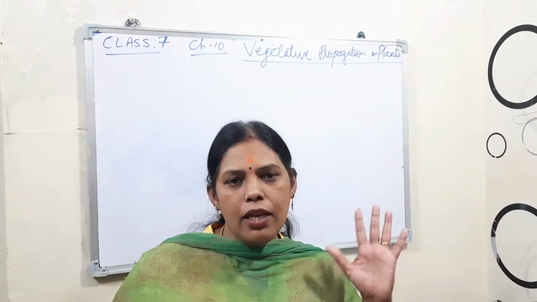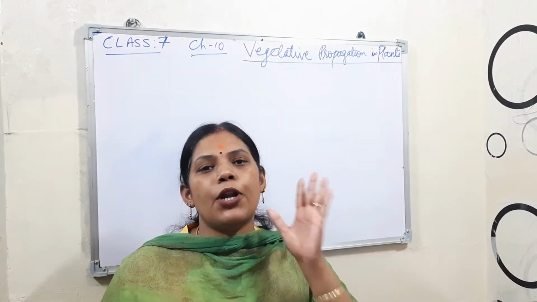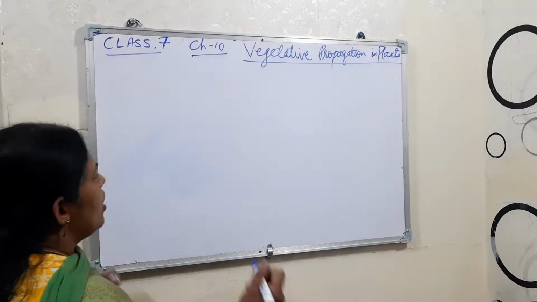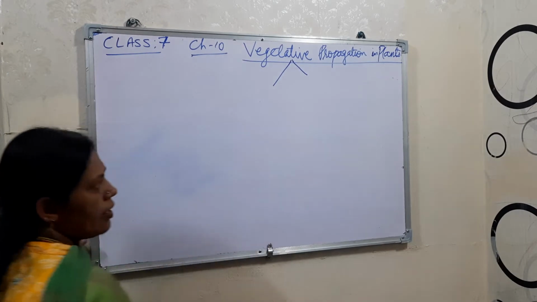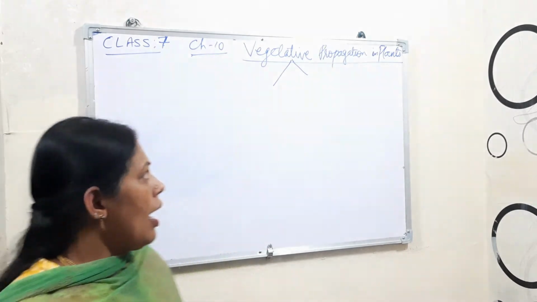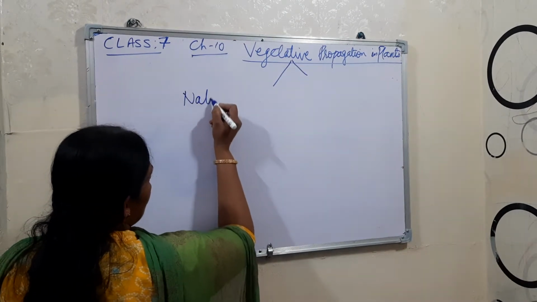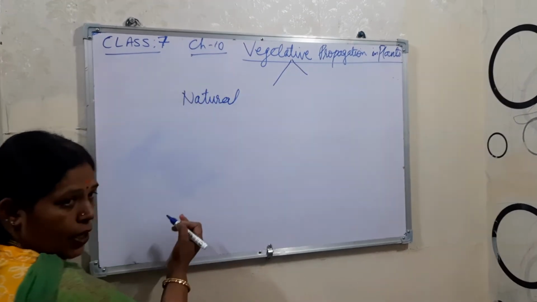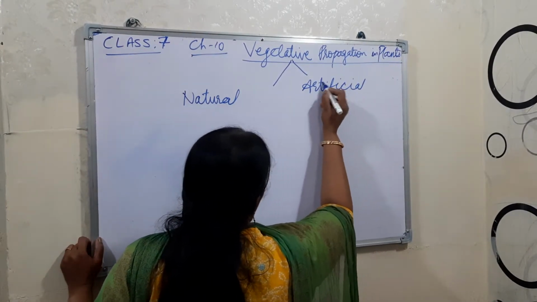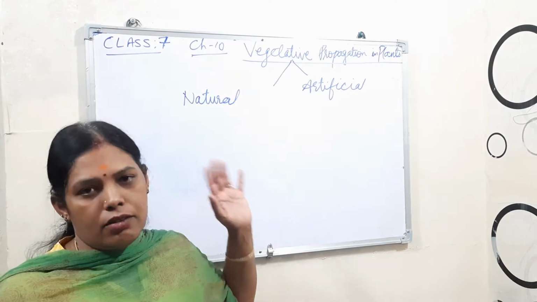So they are normally produced this way, but in vegetative propagation, the reproductive part of the plant is not involved. Okay, only the vegetative part of the plant is involved, like the stem, root, leaf, these structures. And here there are two types of vegetative propagation: natural vegetative propagation and artificial vegetative propagation.